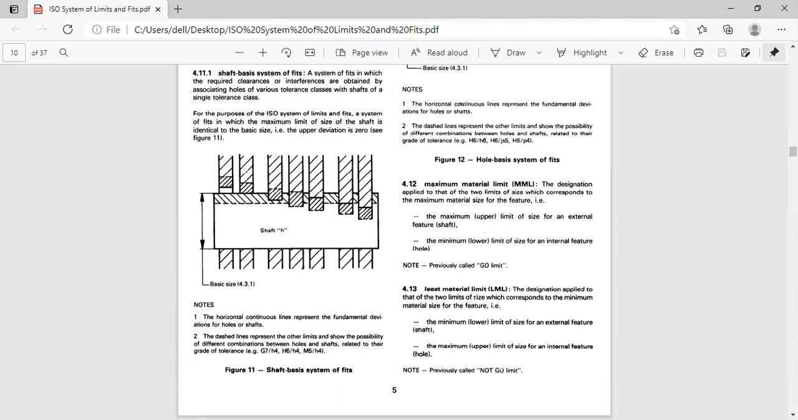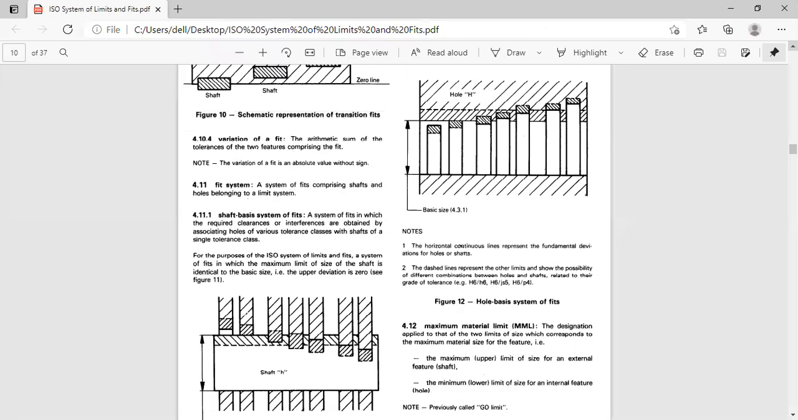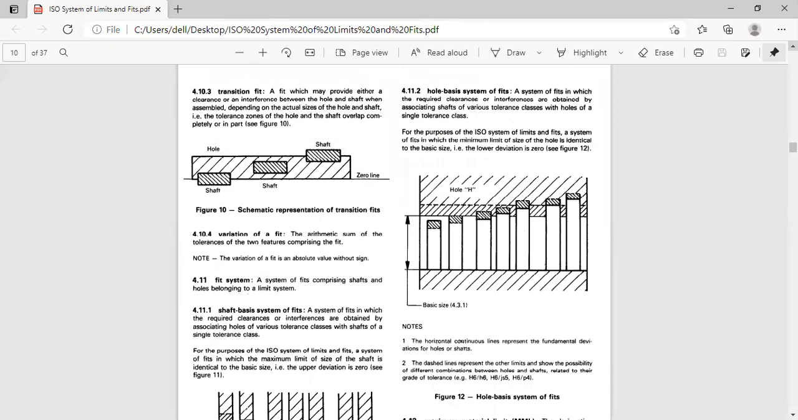He has given the explanations of everything clearly in this, rather than the book, because it was framed as ISO standards, just like the 33 slides, but it's very important to the chapter. So, the hole-based system of fits. Already I told you, hole-based system means H, the hole, is lying on the zero line. That is, the lower deviation of the hole is zero. Here he has given.